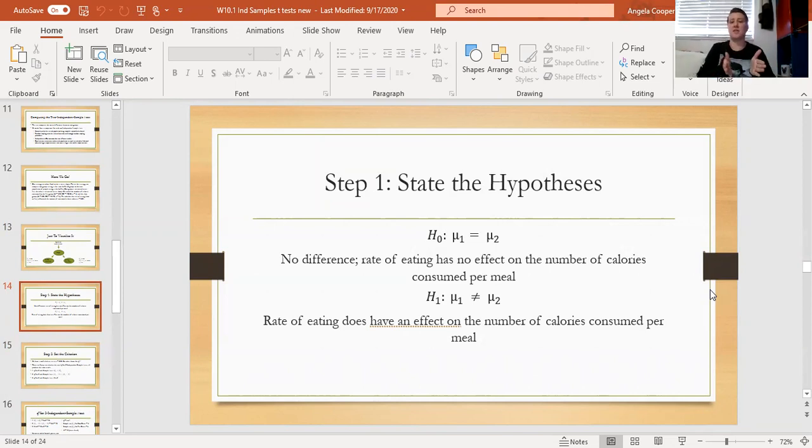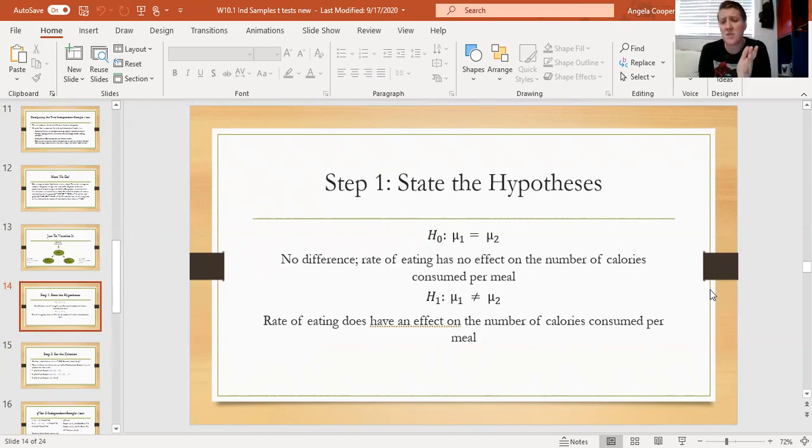And when we finish calculating this independent samples t-test, we'll be able to conclude that the rate of eating either has no effect on the number of calories consumed per meal. So that would be the null hypothesis, I'll get to that. Or it is going to be the alternative hypothesis where the rate of eating does have an effect on the number of calories consumed per meal. Our populations are not equal.